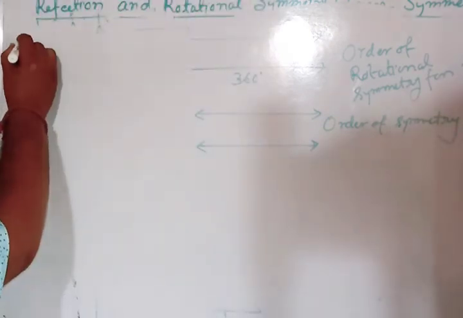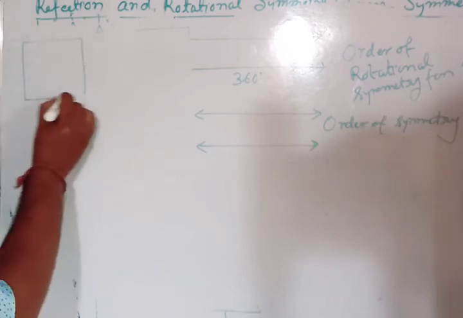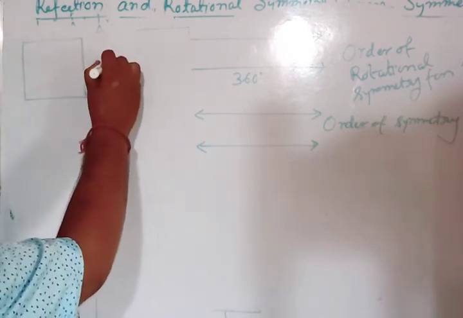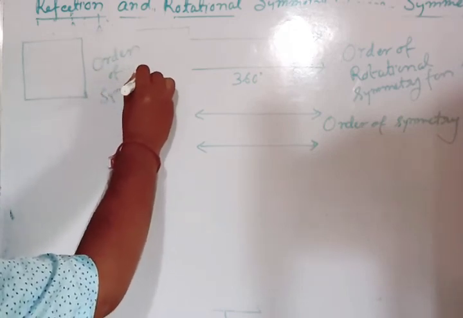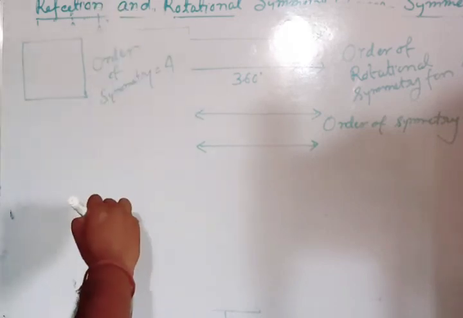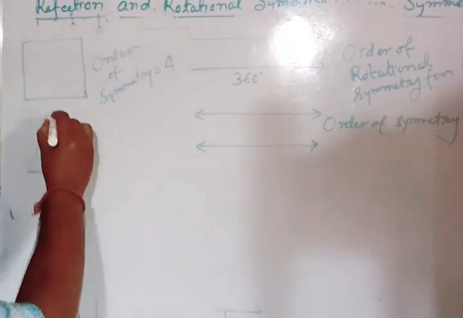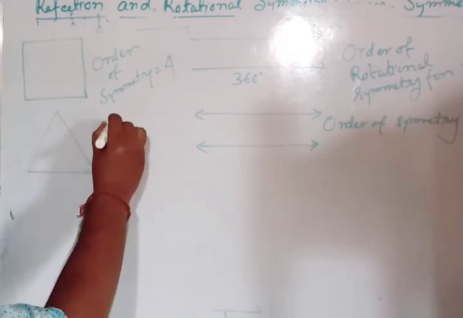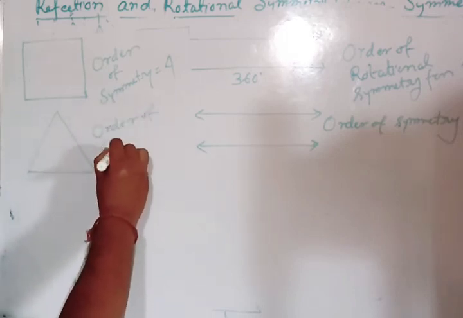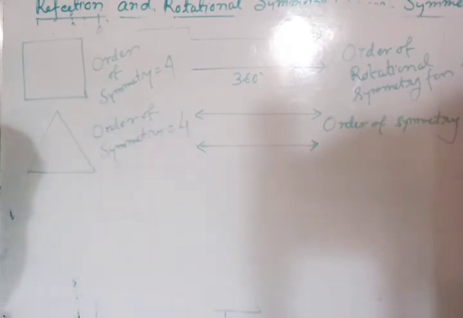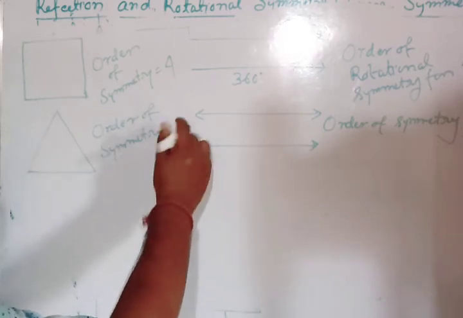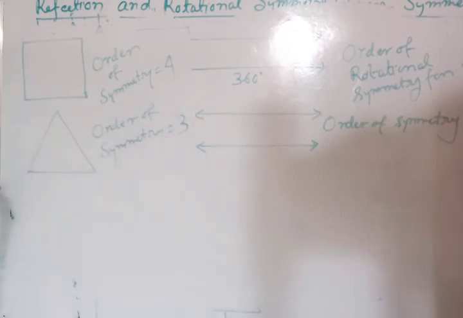For a square, the order of symmetry is equal to 4. For an equilateral triangle, the order of symmetry is equal to how much? So these are called the order of symmetry. Not 4, sorry, this is 3. I will provide you the picture.